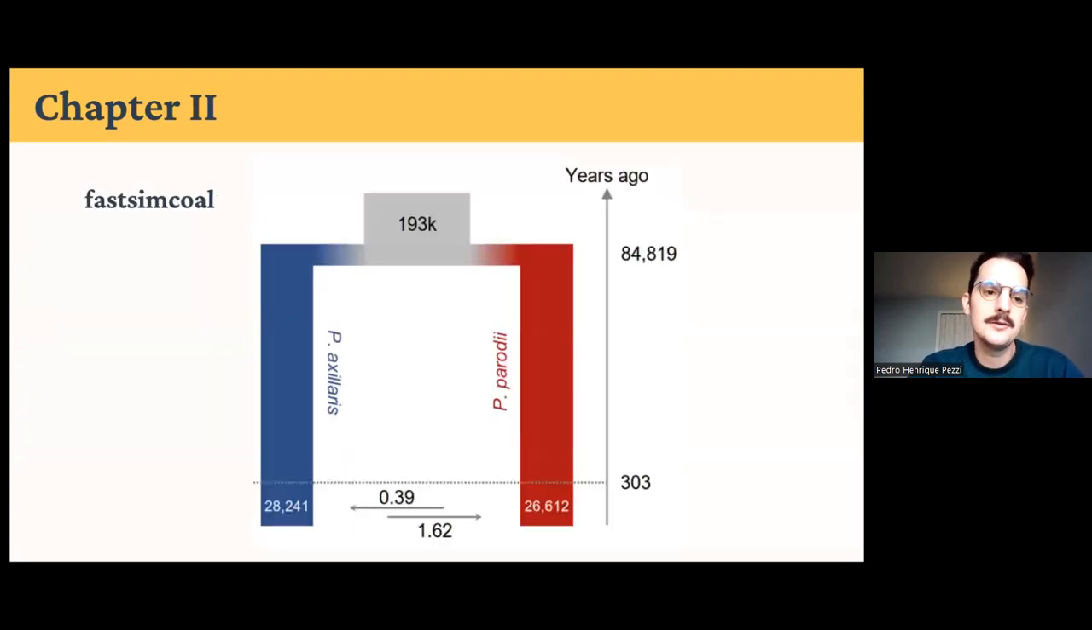So we also used FastSimCoal, trying to see the demographic history of these two species. It's a very similar analysis, and we tested the same models that we tested in chapter one. But what's interesting here is that the hybridization occurred much more recently than in chapter one. In chapter one it was 5,000 to 6,000 years ago, and this is 300 years ago. It shows that the hybridization for this species is much more recent.